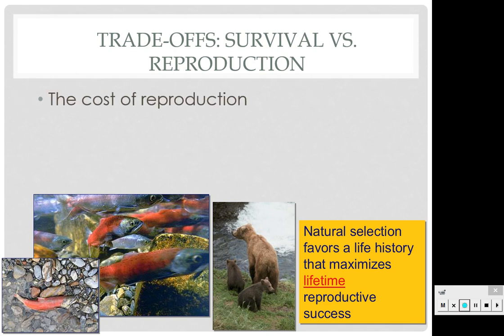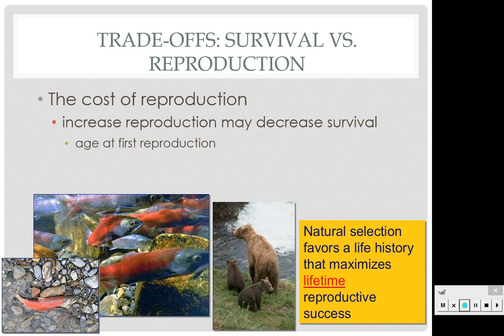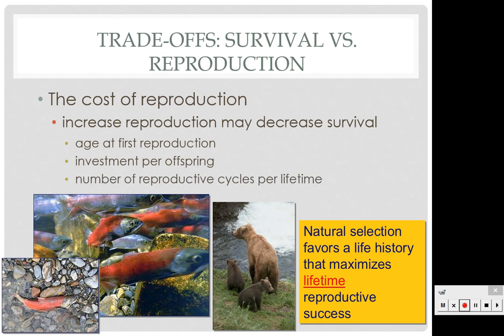All right, trade-offs: the cost of reproduction. Increased reproduction may decrease survival. Age at first reproduction is going to affect this, as is investment per offspring and the number of reproductive cycles per lifetime. Okay, this all ties into reproductive success.